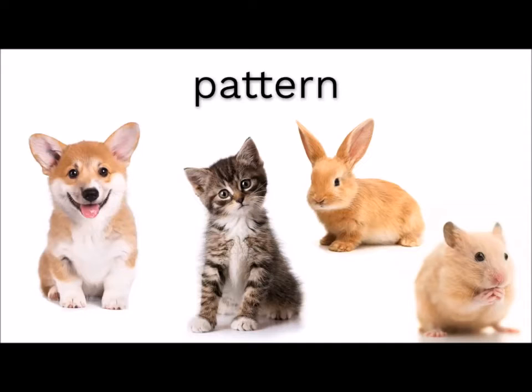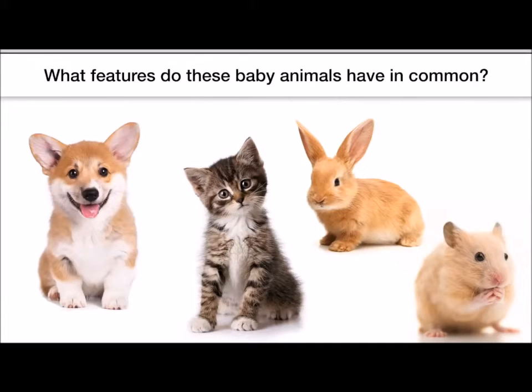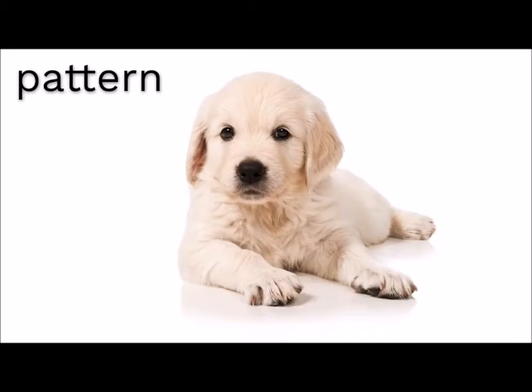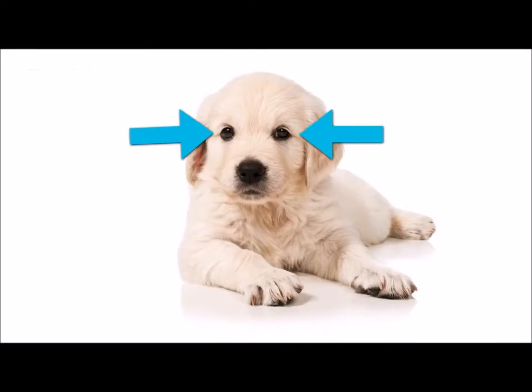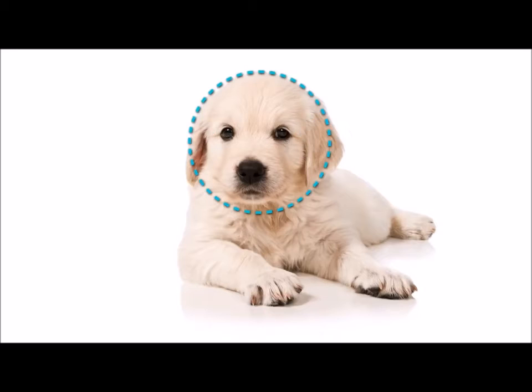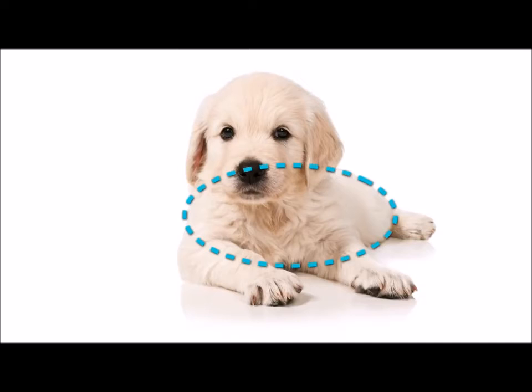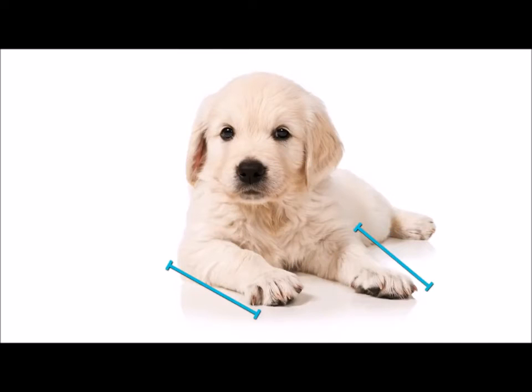Now take a close look. Do you see any features these baby animals have in common? Now would be a good time to pause the video and discuss. He found a pattern. Baby animals often have large eyes compared to their heads. They also have a large head compared to their body. Their bodies are often round and little, and they have short, stubby legs.